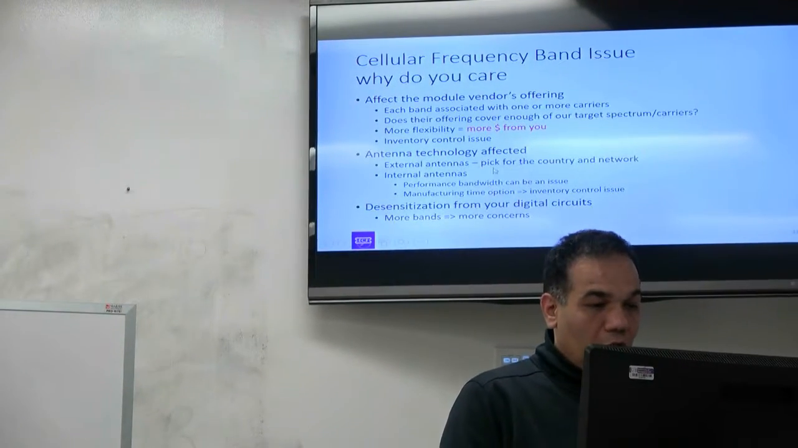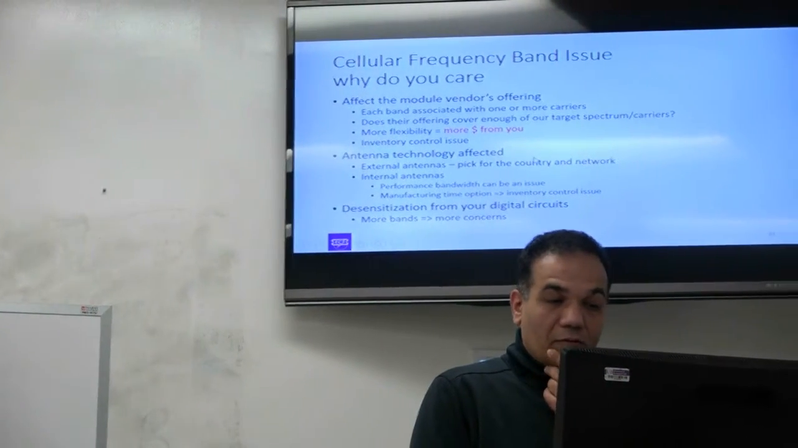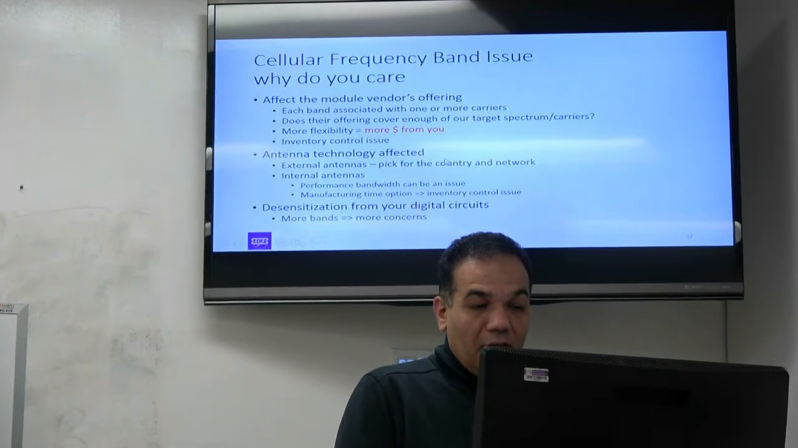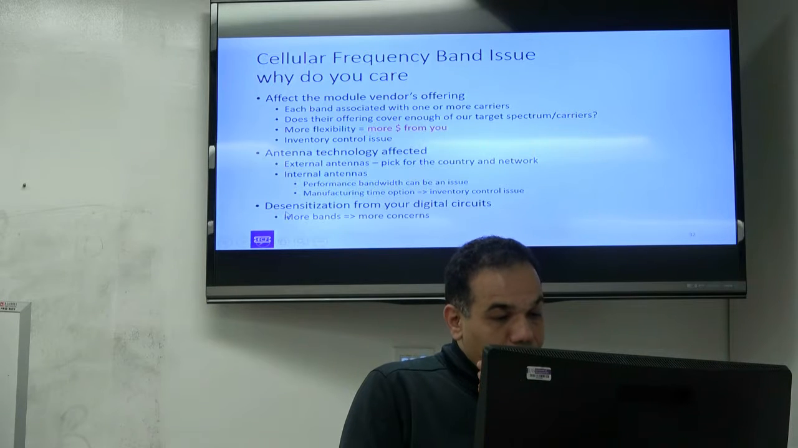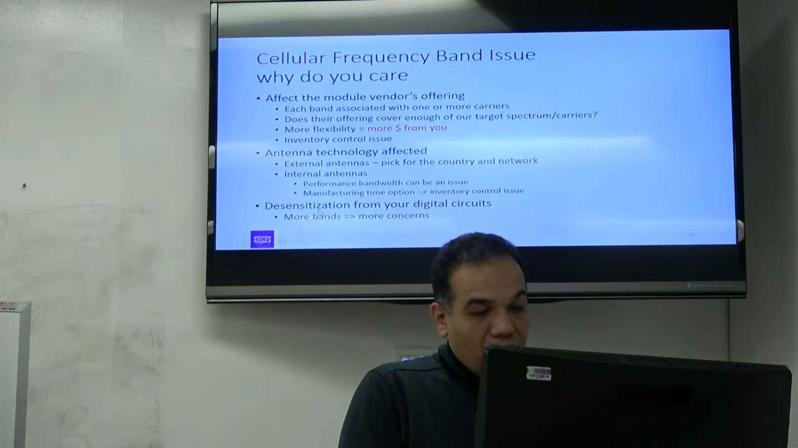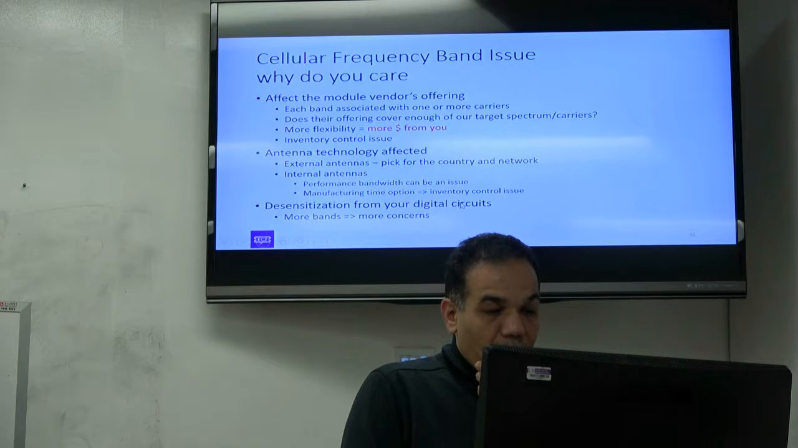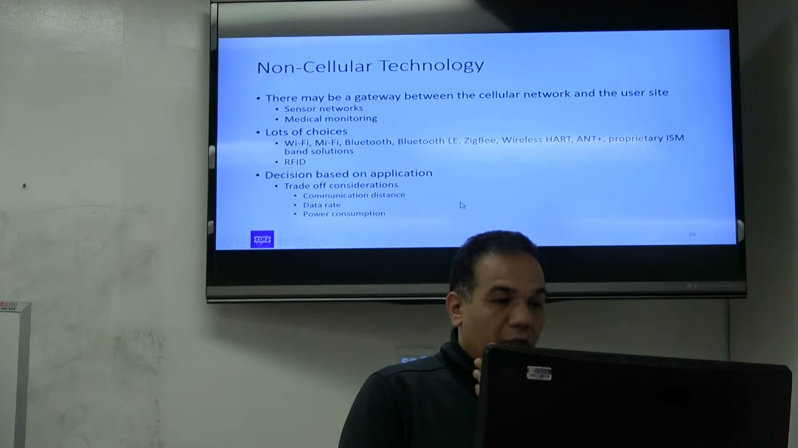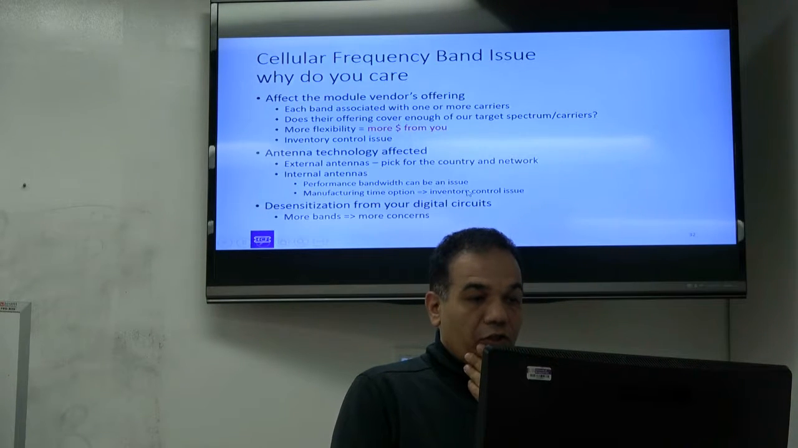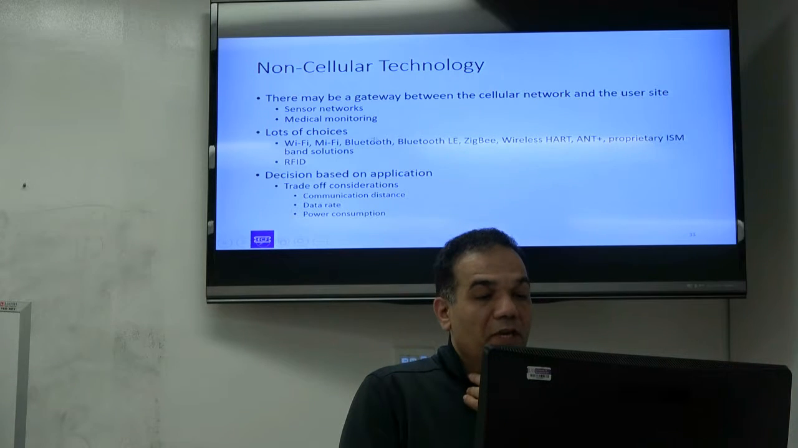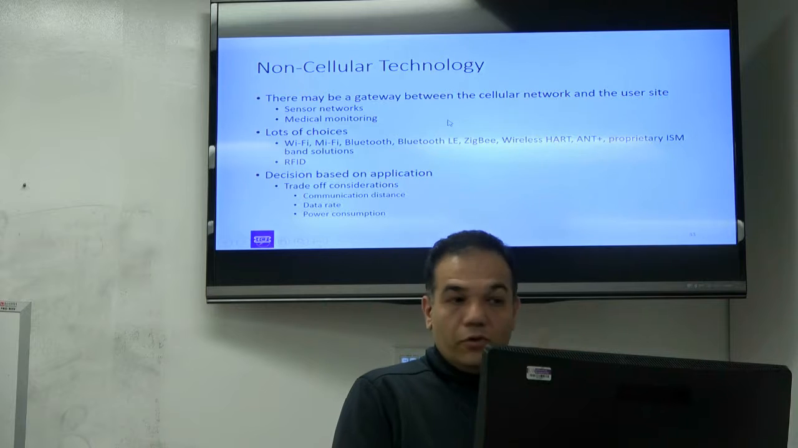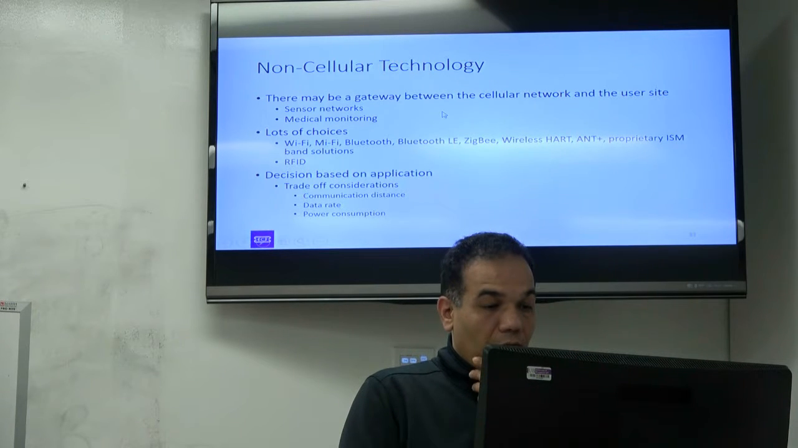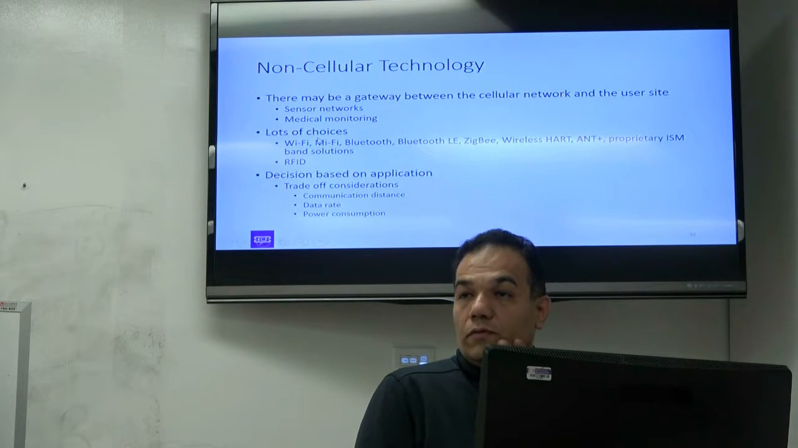Inventory control issue. Then antenna technology is affected. Is it external? Is it internal? What kind of performance do you need? Then desensitization from your digital circuits. More bands, more concerns. This is for cellular technology. For non-cellular technology, there may be a gateway between the cellular network and the user side: sensor networks, medical monitoring and all that. There are a lot of choices.